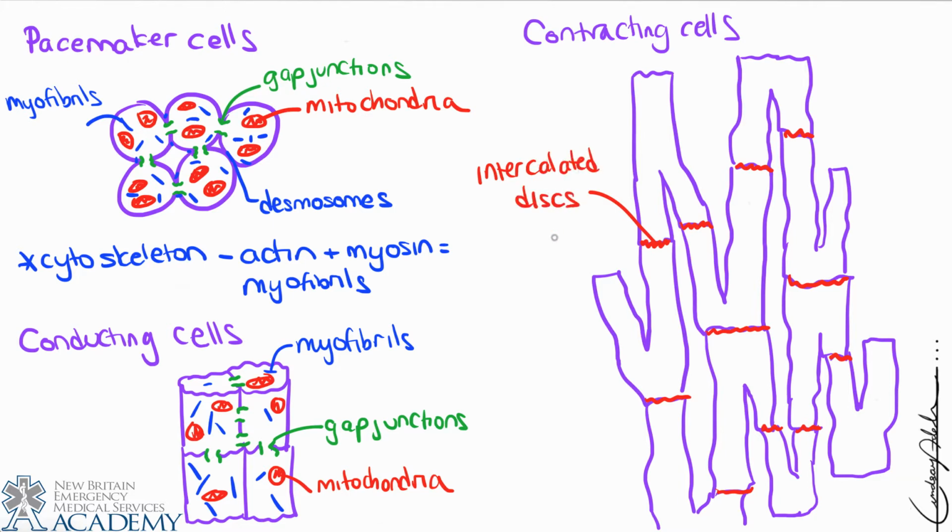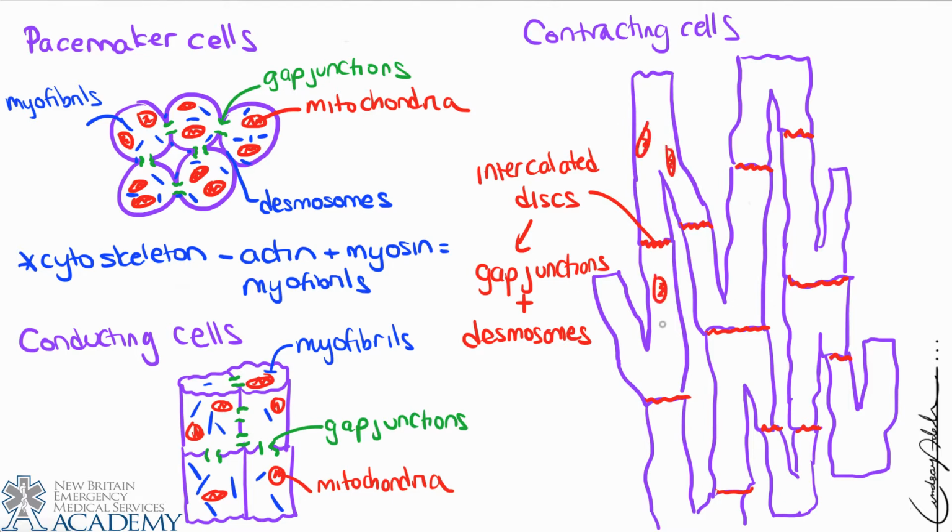Gap junctions allow for the exchange of ions between cells, and desmosomes are essentially the stitching that holds the cells together, which will prevent them from coming apart, as these cells are contracting, expanding, and relaxing.